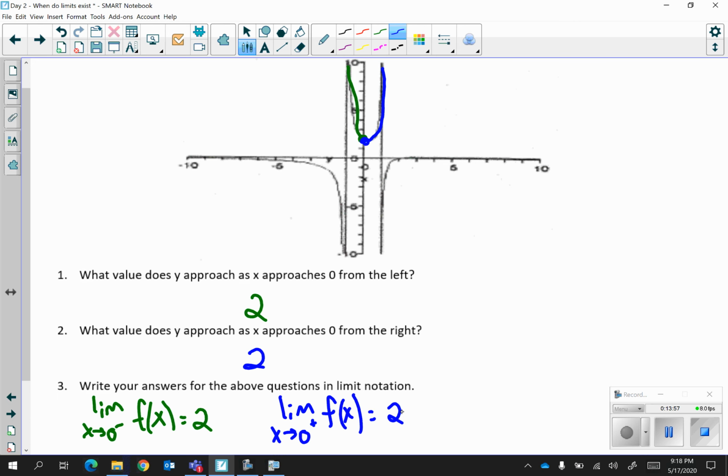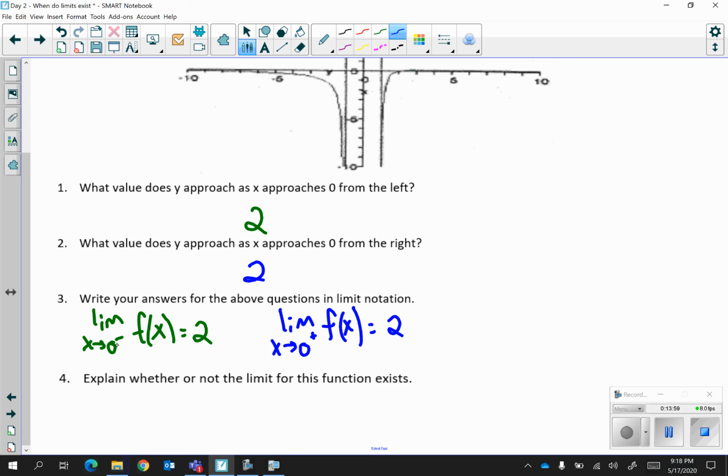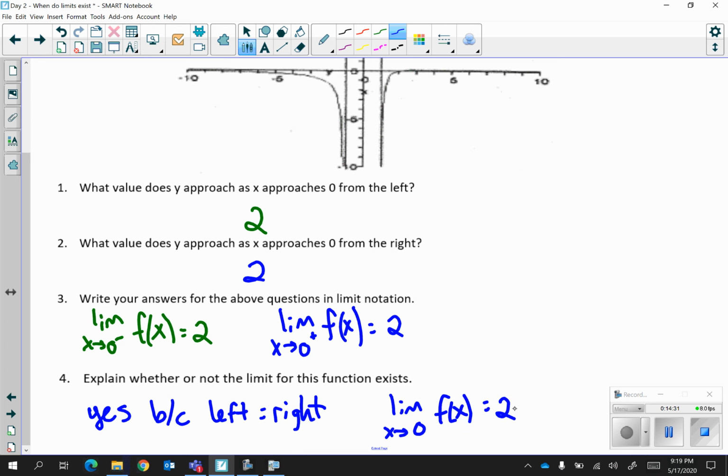2. Now, in this case, because the negative and the positive matched, we got the same answer from both directions, we can say that yes, the limit exists because the left is equal to the right. And you can write that overall answer as the limit as x approaches 0 of f of x is equal to 2.